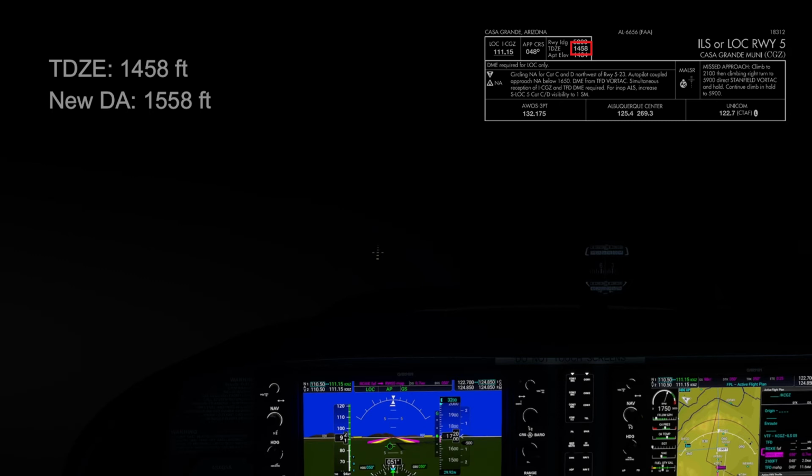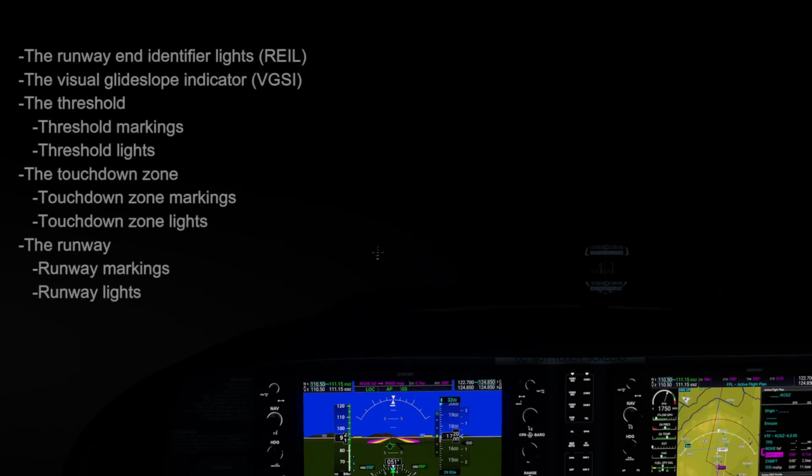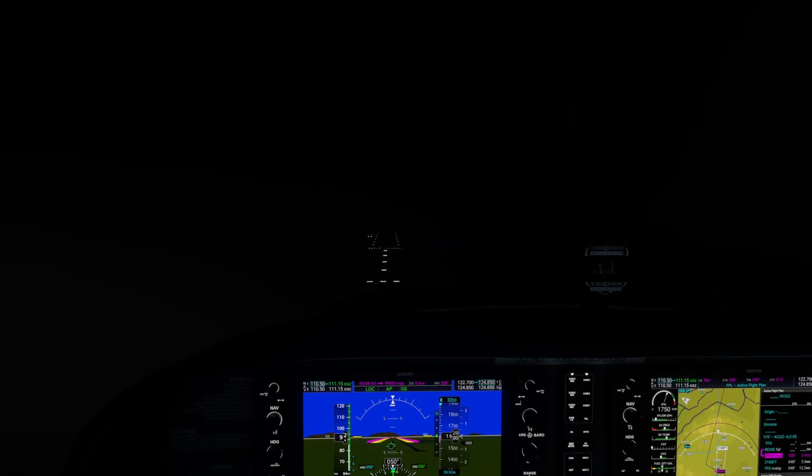However, in order to continue descent below 1,558 feet, we will need to get another component of the runway environment in sight. Remember, the Mauser does not have red side row bars or red terminating bars, so we will need to see one of the other components of the runway environment to continue our descent to the runway. As we continue the descent below the DA, our visibility along the ground continues to move forward, and after a few moments we get the green runway threshold lights in sight. We can now continue our descent to the runway for landing.